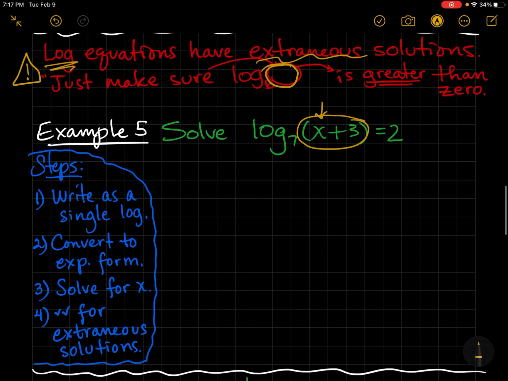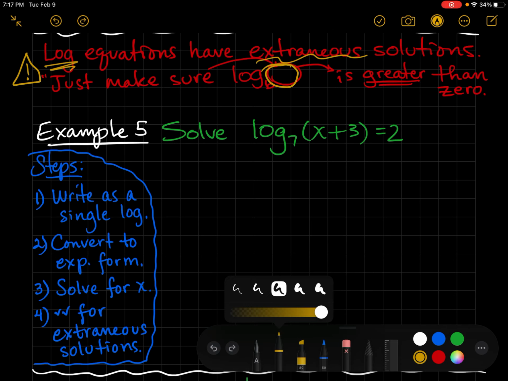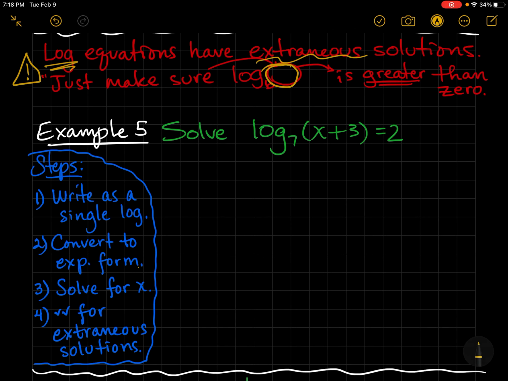And I have a few steps for you. I know everyone loves steps. So the first step is to write as a single log. We already have a single log here. I'm saying that step in case you have multiple logs in the problem. Then you're going to convert to exponential form, then solve for x, and then double check for extraneous solutions.